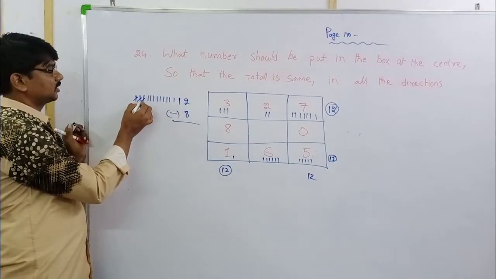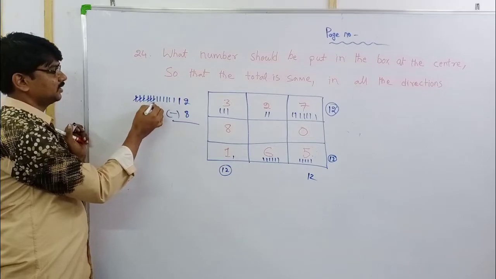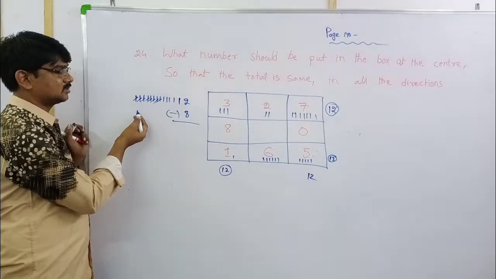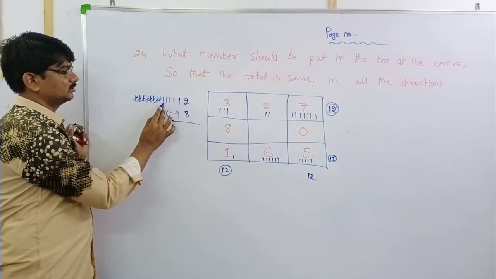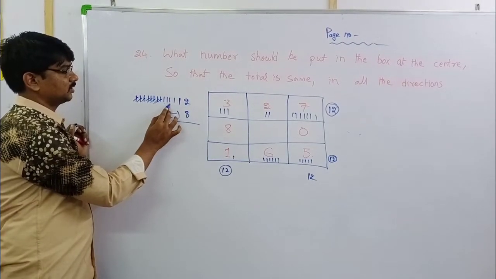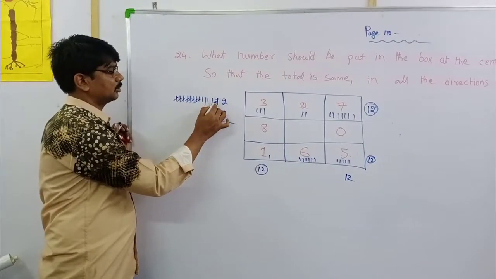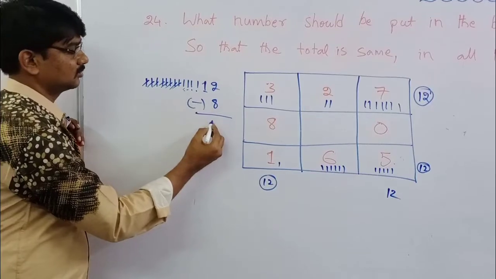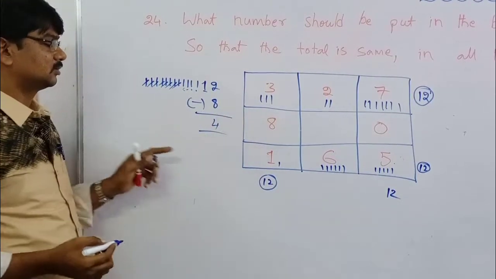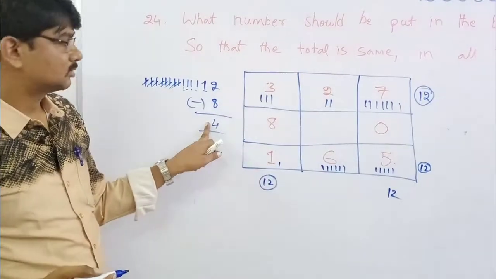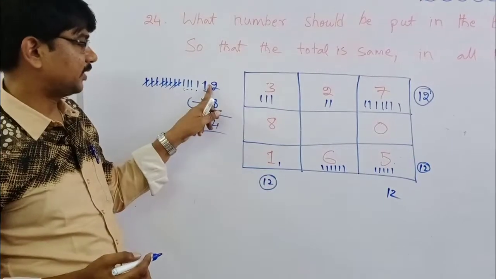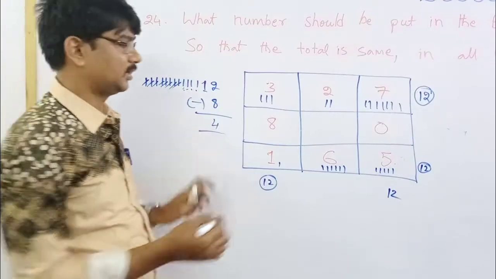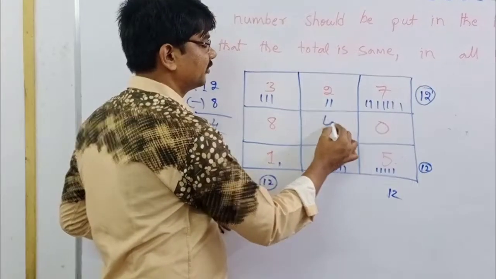1, 2, 3, 4, 5, 6, 7, 8. Cutting 8 lines, after that 1, 2, 3, 4. How many? 1, 2, 3, 4. So 4 is the number here. So to get 12, already 8 is here. We need to put 4 here. What is the number? 4.